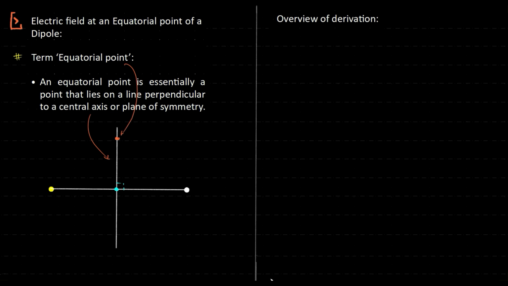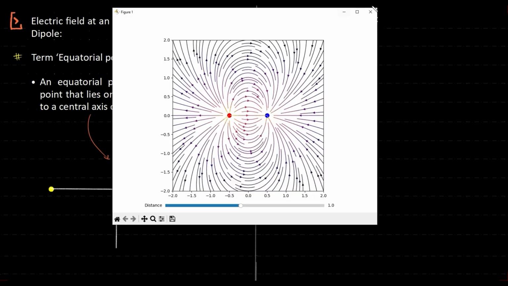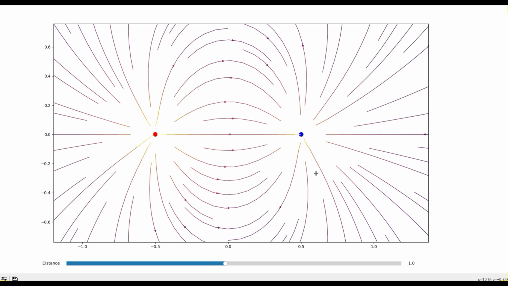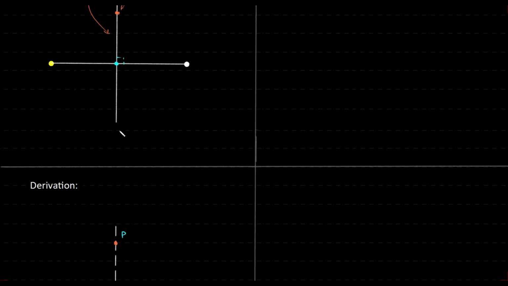So what is the electric field over here? We saw what the electric field is along your axial point. Now we're looking at the equatorial point. So observe the dipole. Clearly, is the direction of the electric field lines along the equatorial point in the direction of the dipole moment or opposite? Yes, it's opposite. We'll observe that, of course.